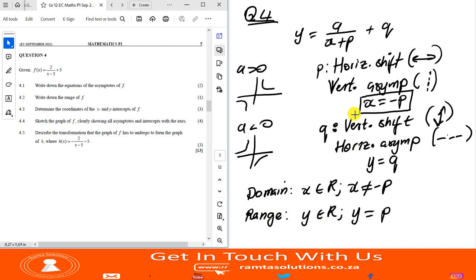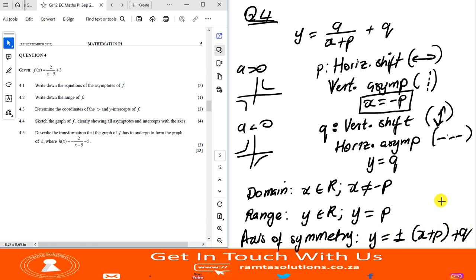We will talk about the axis of symmetry. I'll show you different tricks. You can say y equals plus or minus (x plus p) plus q. In other words, you take this, but ensure that the coefficient is a plus or a minus. That's your axis of symmetry. All right, so this is all we need regarding hyperbolas. Now let's answer the questions.